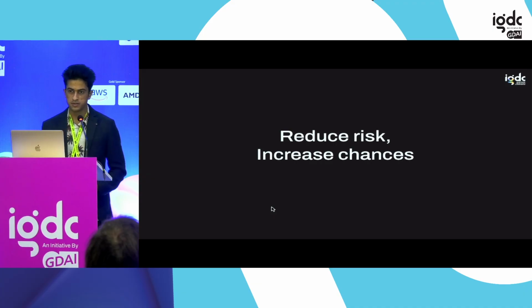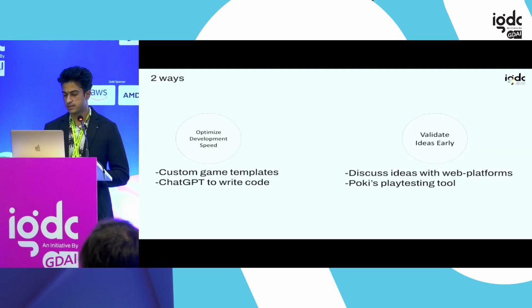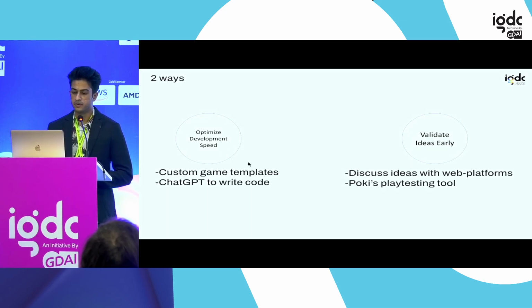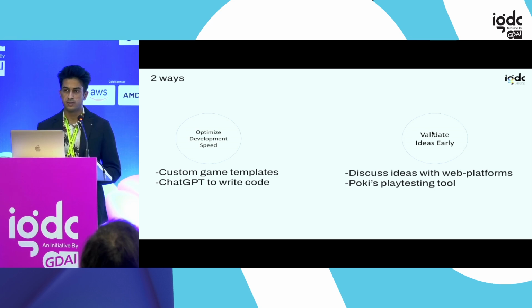So how can you reduce your risk of failure and increase your chances of success by making games, basically? There's two ways, I think. The first is to optimize your development speed. Whatever I will talk about is Unity right now, but it can also work for other engines like Construct or PlayCanvas or something. And the other thing is to validate your ideas really early, so you don't go very long in the development and just have the idea fail.